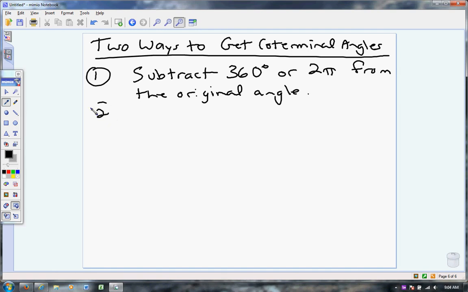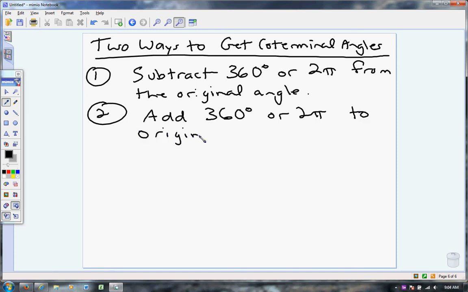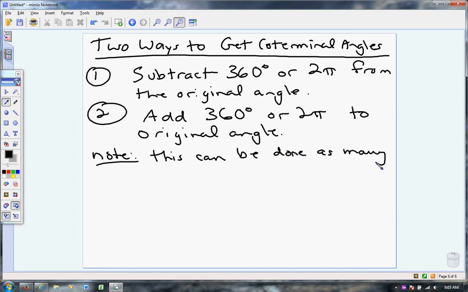I can also add 360 degrees, or 2 pi, to the original angle. That's another way. And you might want to make a note: this can be done as many times as necessary. Like I said, we can just keep adding 360 and get as many coterminal angles as I want, or I can keep subtracting 360.